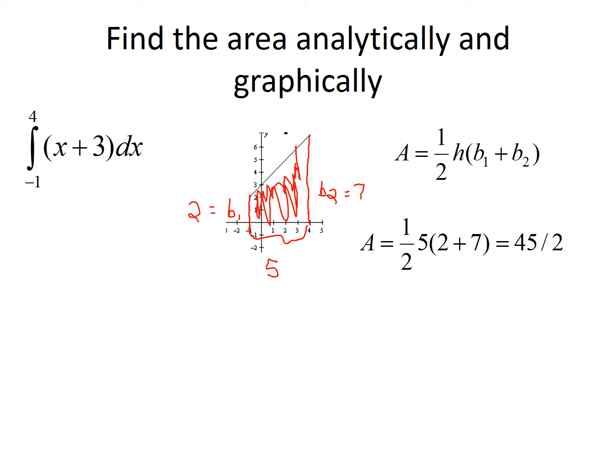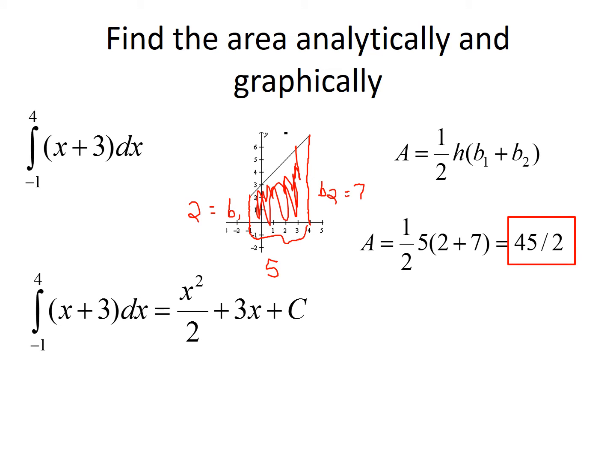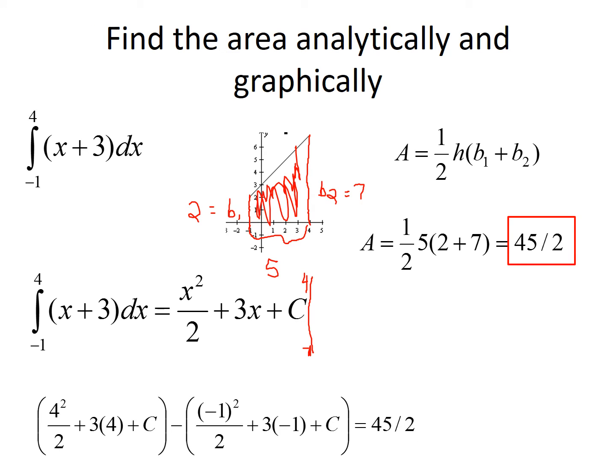Now, can we do this analytically? Absolutely. Remember, we're going to integrate, and we're integrating from -1 to 4. X plus 3 gives us x squared over 2 plus 3x. Now, I put c here, but it's not needed. I think I put c to show you that it would just zero out. And so I'm evaluating this from -1 to 4, meaning that I'm going to put 4 in for x, and then evaluate that, and then -1 in for x.